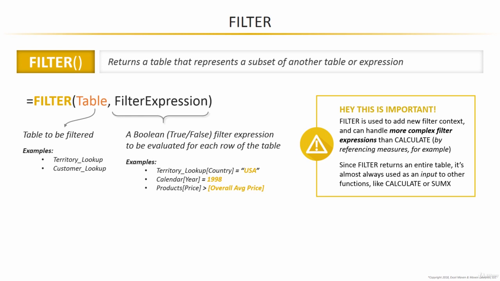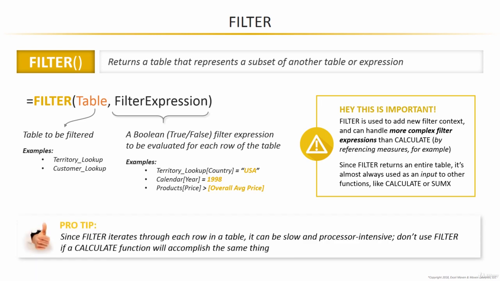And since filter spits out an entire table, you won't use it by itself. It's almost always used as an input to other functions like calculate or sumx, just like we saw with the all function as well. So, a little tip here: since filter is an iterator function, it can be slow and pretty processor intensive. Not a big deal at all if you're working with manageable file sizes, but as a best practice, don't use filter if a standard calculate function will get the job done.